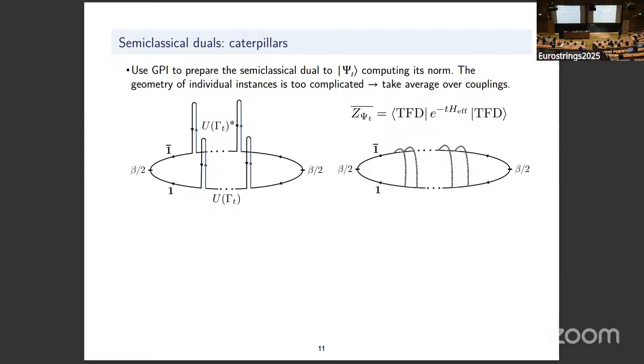And again, the Brownian dynamics simplifies matters because the average value of the norm can be written as some time-independent quantity, in particular as the survival amplitude of the thermofield double state, time evolved with a Euclidean time-independent Hamiltonian by a time t. Okay, so this is a more complicated version of the spectral form factor simplification that I was telling you about before. Okay.